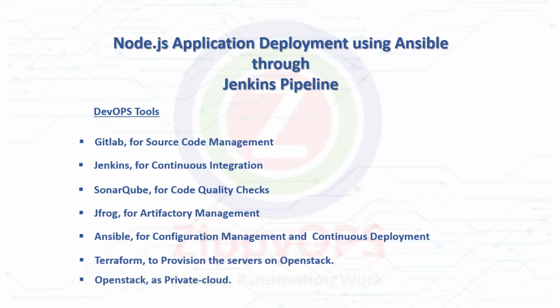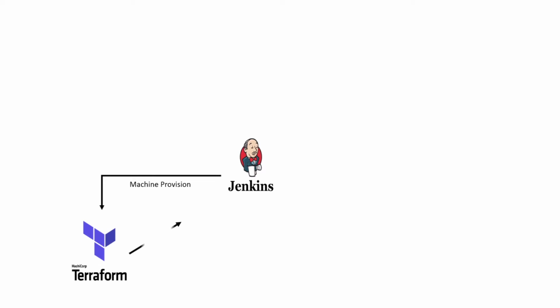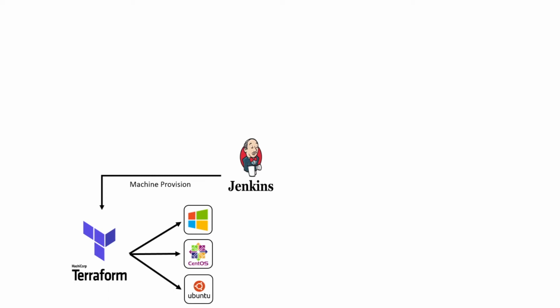Let's explore the workflow of Node.js application deployment, stage by stage. In the first stage, we will provision 3 virtual machines in OpenStack, CentOS, Ubuntu, and Windows, using Terraform. A Jenkins job is written to pull the Terraform code from GitLab and execute it in OpenStack to provision 3 virtual machines. In the next stage, the Jenkins job will pull the Node.js application source code from GitLab.